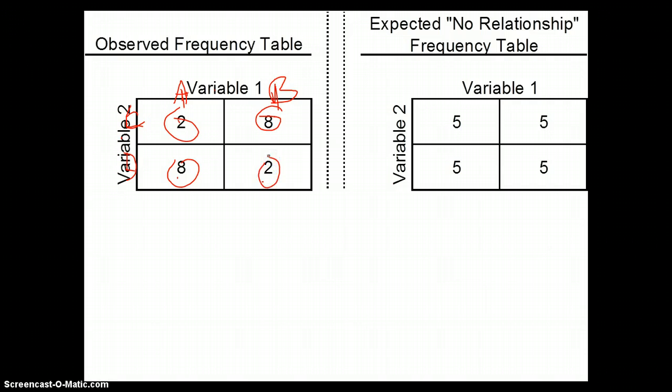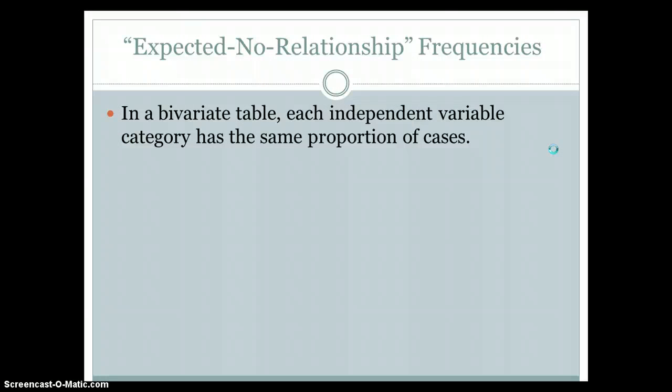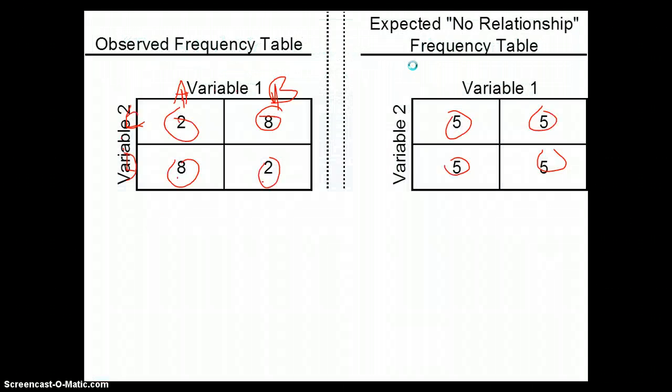If there was no relationship between variable 1 and variable 2, we would expect everything to be the same, right? There's nothing going on. Everything is relatively evenly distributed. So in a bivariate table, each independent variable category would have the same proportion of cases if we expect no relationship, right? The same proportion of cases in a bivariate table if we expect no relationship.